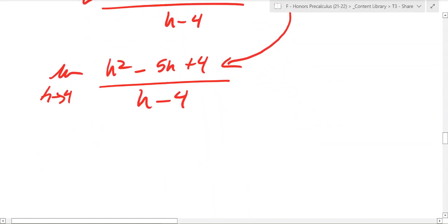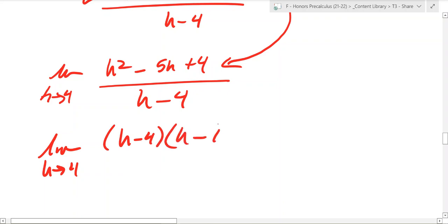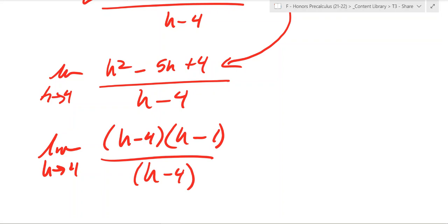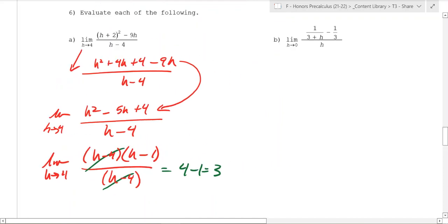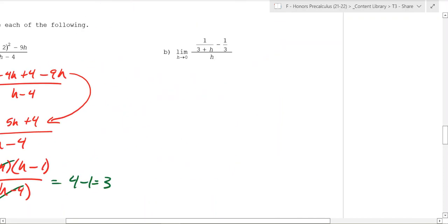And then guess what you can do? You can simplify by factoring the numerator. That turns into h minus 4 times h minus 1, like this, over h minus 4. And look, the magical things happen. You cancel there. Now you can plug in 4. You get 4 minus 1, which is just 3. So algebra is your second tool besides a table.